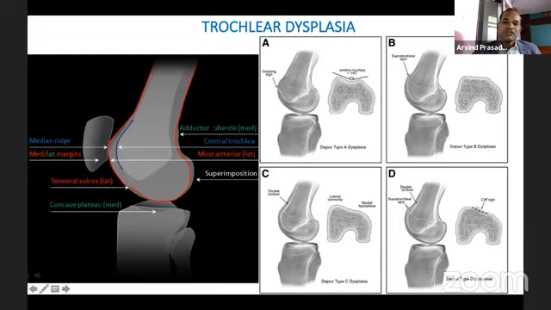This recognition is very important for the management of recurrent dislocation of patella, because this type of dysplasia is always there in almost more than 80% of the cases of recurrent dislocation of patella, and treatment varies according to dysplasia of the trochlea.